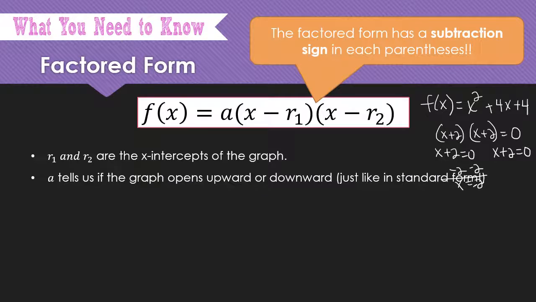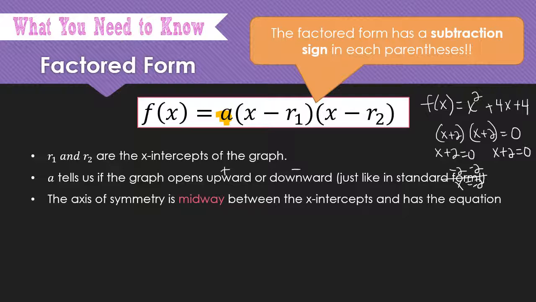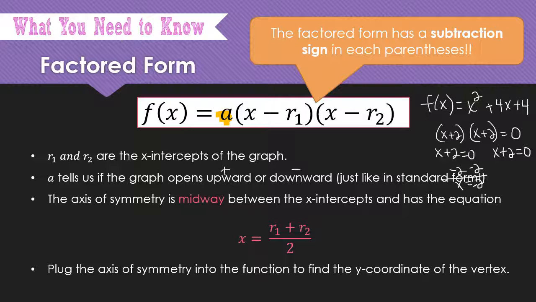The a out front just tells us if we're opening upward or downward, just like in standard form. If it's positive, we open upward. If it's negative, we open downward. The axis of symmetry is midway between the x-intercepts, and it has the equation x equals r1 plus r2 all over 2. So we add our two x-intercepts together, divide by 2, and that tells me my axis of symmetry. Then we plug the axis of symmetry into the function to find the y-coordinate of the vertex. So we take our answer for x and plug it back in.